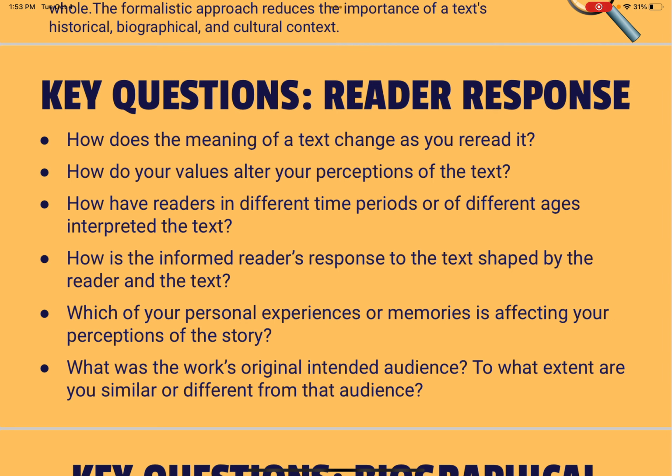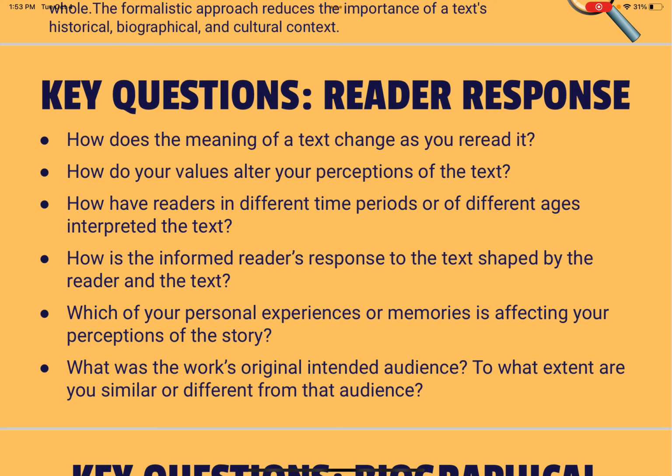So things that you want to be thinking about is how does the meaning of the text change as you read it? I think we've all read a piece of literature and we thought one thing going into it, and by the end of it we think something else, or even on the second or third read it changes, especially poetry. This is definitely very important in poetry. How do your values alter your perceptions of the text? Sometimes we react positively, negatively to the text based off of our own experiences, and that's okay.